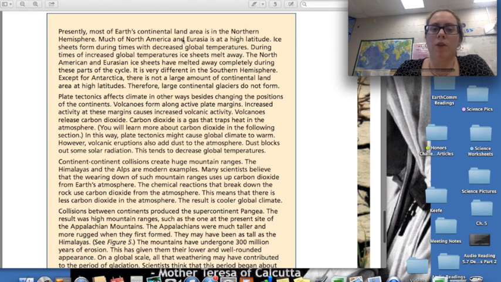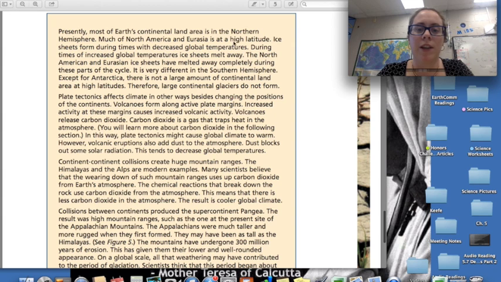Okay, last page. Presently, most of Earth's continental land area is in the northern hemisphere. Much of North America and Eurasia is at a high latitude. Ice sheets form with decreased global temperatures. During times of increased global temperatures, ice sheets melt away. The North American and Eurasian ice sheets have melted away completely during these parts of the cycle. So you don't see many ice sheets or glaciers around in North America or Europe or Asia right now. There are some, but not a lot.